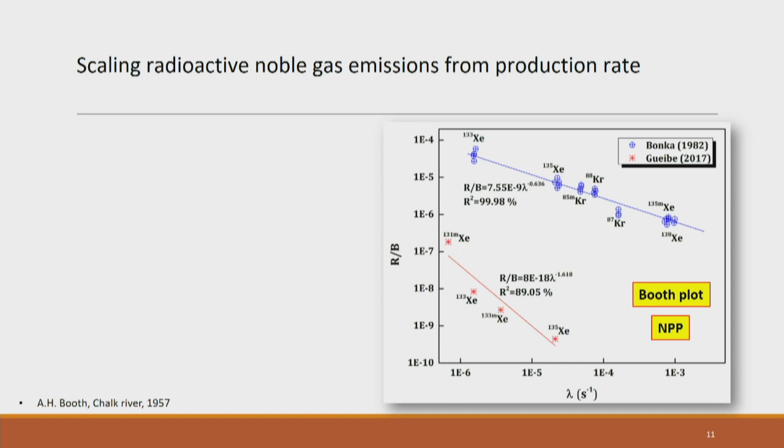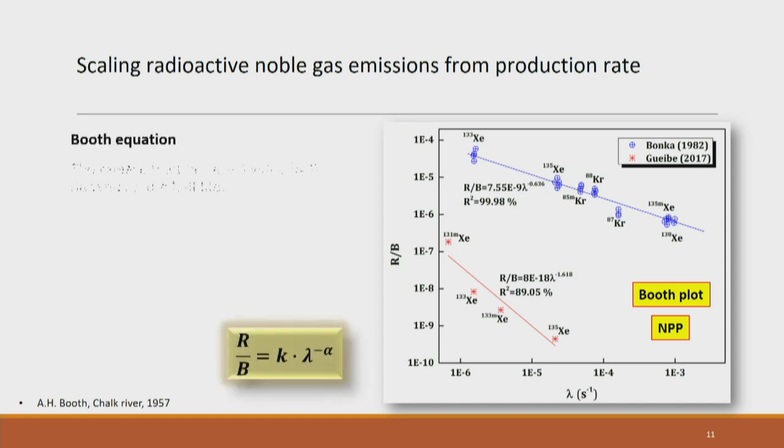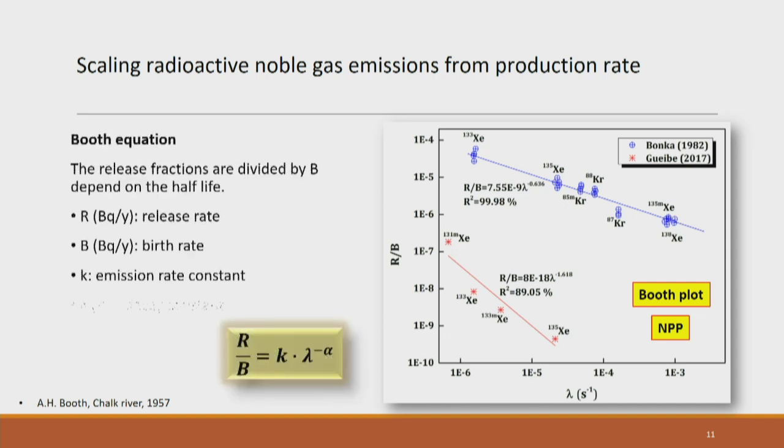We have a fitting line here that is described with this equation, which is the Booth equation, in which R is release rate in becquerel per year, B is birth rate that we calculated from the previous slide, K is a constant, lambda is decay constant, and alpha is an exponential parameter.